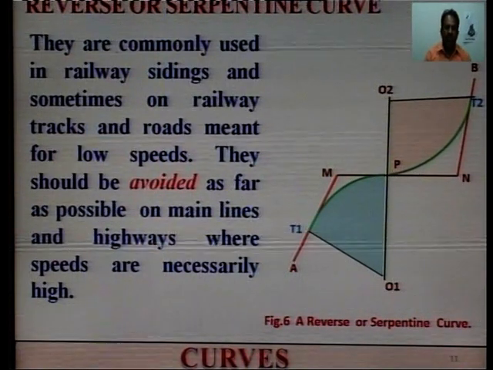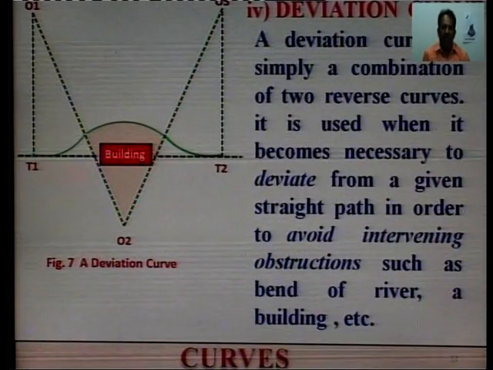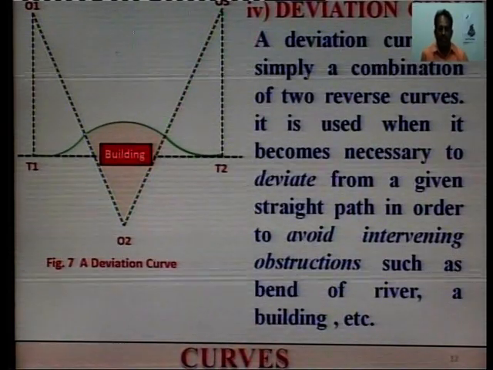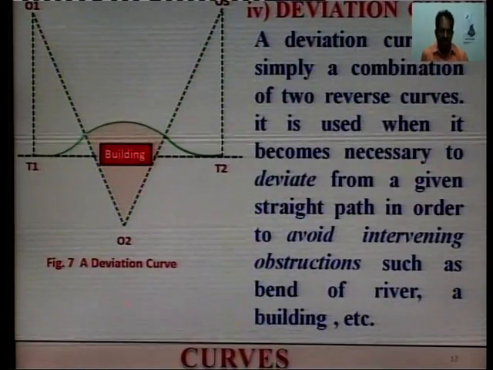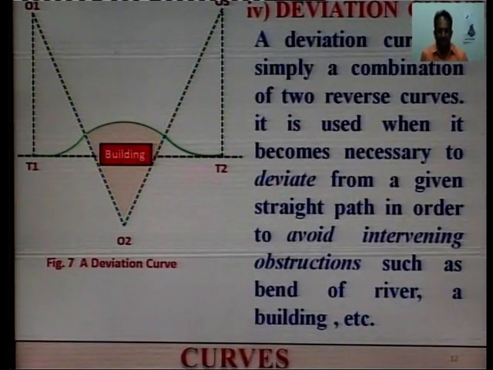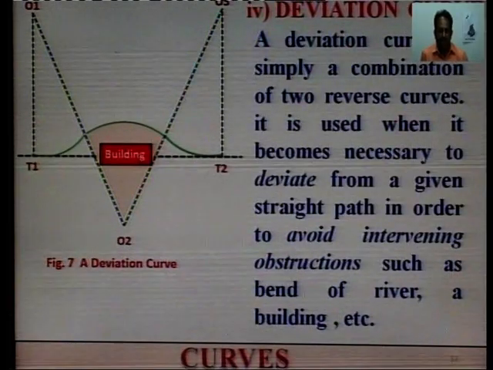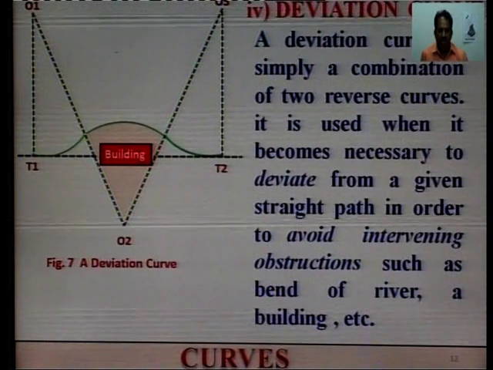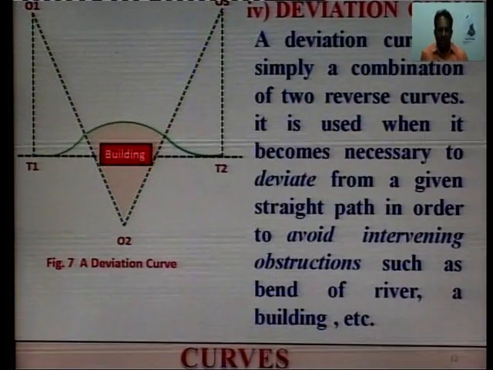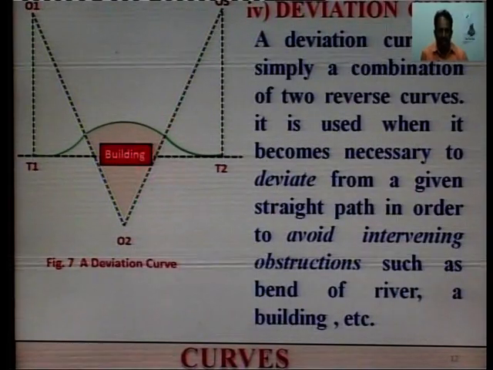So, these are three types of curves and the fourth one is the deviation curve. As is shown on your screen, a deviation curve is simply a combination of two reverse curves. Please see on your screen, this is the combination of different types of curves. So, a deviation curve is simply a combination of two reverse curves. It is used when it becomes necessary to deviate from a given straight path, just like when an obstruction comes in between the path of a road or a railway, then these curves are provided.